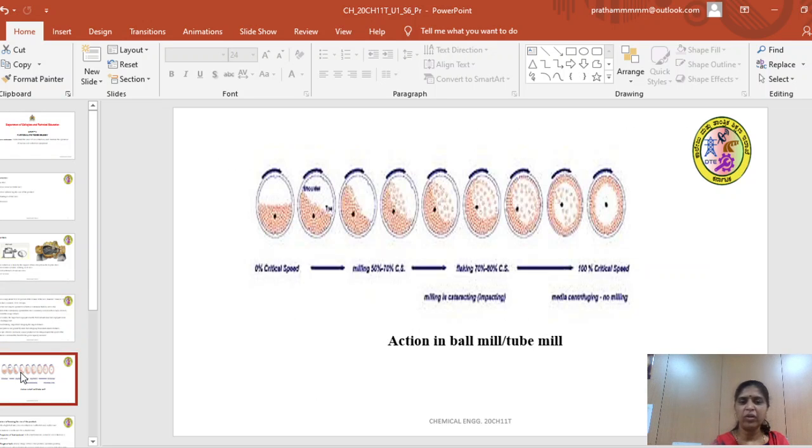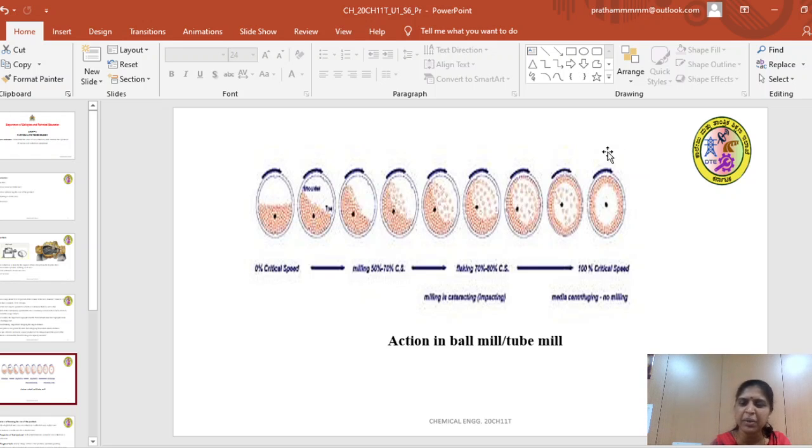So this is how the ball mill operates. The tube mill also will operate in a similar way, but the construction part is slightly different from the ball mill. You can observe the balls, 30-50% is being occupied as the shell rotates ಆಗ್ತಾ ಇದ್ದಂಗೆ. So milling at 50-70% of critical speed. I'll explain what is critical speed. So ಇಲ್ಲಿ ನೋಡಿ particles ಇದೆ.